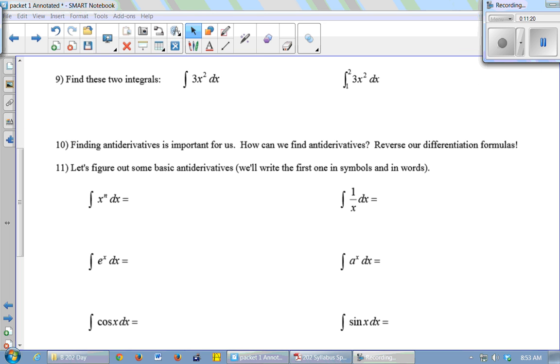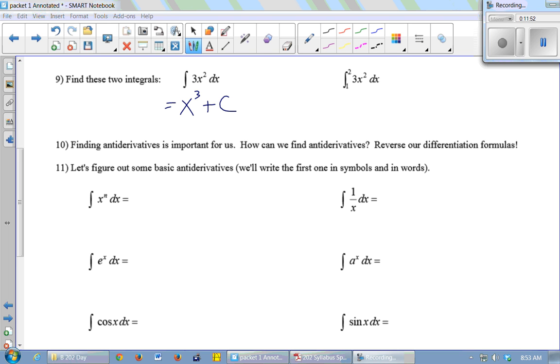Okay, so for the first one, the indefinite integral, the integral of 3x squared dx, there's no bounds. So this is just shorthand for saying, please find an antiderivative for 3x squared. Instead of having to write out a sentence to tell you what I want you to do, it's a quick symbol. So what is a function whose derivative is 3x squared? X cubed. So this equals x cubed plus c. Right? You need the plus c to get the general antiderivative.